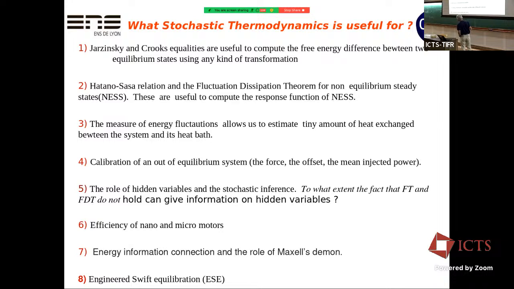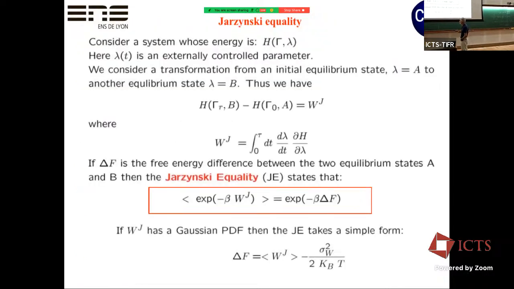Then it's very important for the efficiency of nano and micromotors. And the other important point that I will discuss is the energy-information connection and the role of Maxwell demons, which is actually a very important aspect of stochastic thermodynamics. Then if I have time, I will discuss this example, okay? So let me go to this important statement that is the Jarzynski equality, okay?